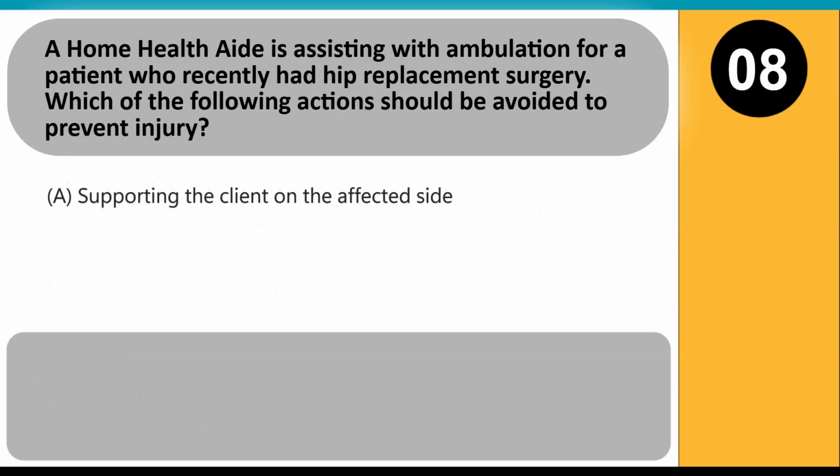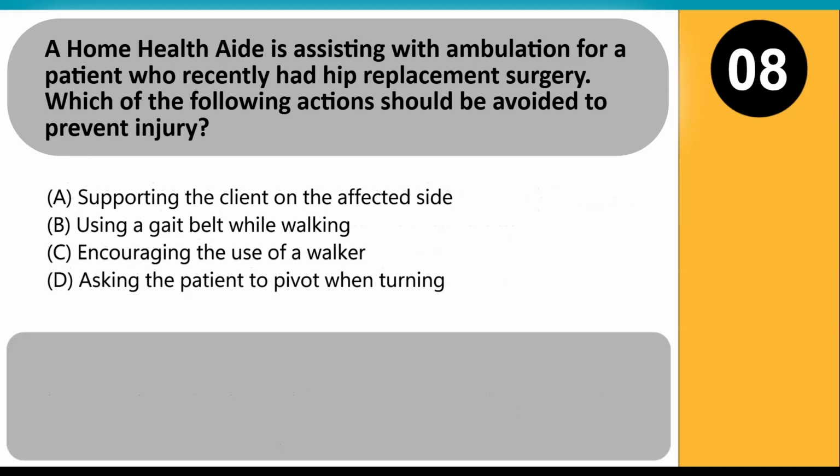A home health aide is assisting with ambulation for a patient who recently had hip replacement surgery. Which of the following actions should be avoided to prevent injury? A. Supporting the client on the affected side. B. Using a gait belt while walking. C. Encouraging the use of a walker. D. Asking the patient to pivot when turning.